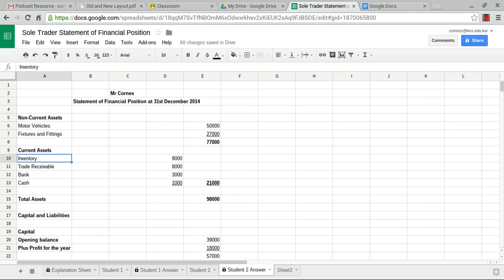Current assets, inventory, trade receivables, bank and cash. They're normally put in order. We call it order of liquidity, but what it actually means is the order in which they are going to eventually get turned into cash. So inventory comes at the top because what happens for most businesses is they need to sell the inventory. It then becomes a trade receivable, and the trade receivable eventually pays us the cash at the end of the month or at the end of a period.